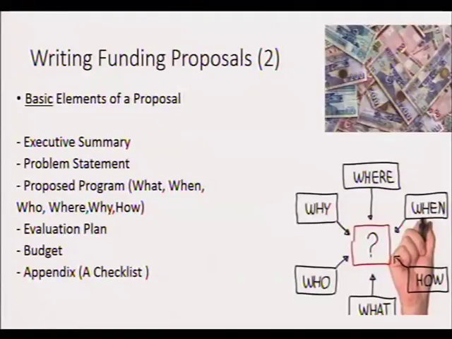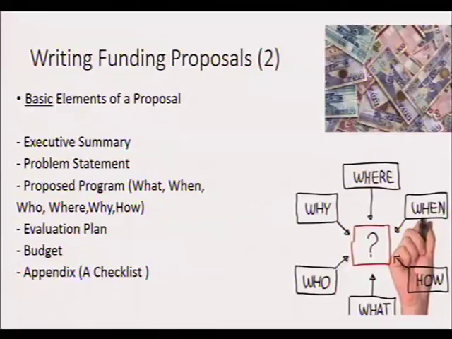So the donor wants to see how you are going to monitor your plan. How are you going to evaluate the impact of this plan? So it's very important that you have an evaluation aspect, and it needs to be very clear to the donor. Then a budget is very important. You need to explain how you are going to spend the money, how much money you need, and this is where the budget comes in.